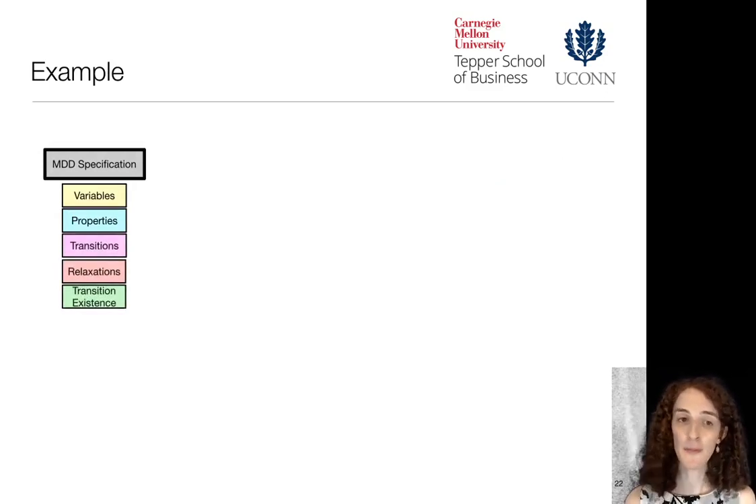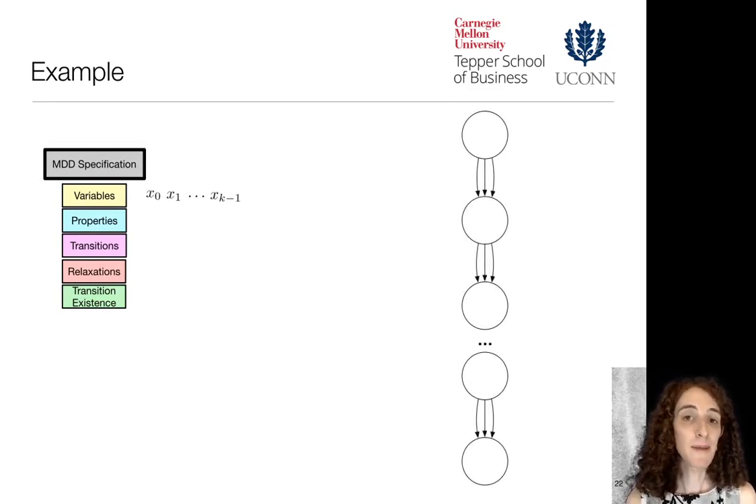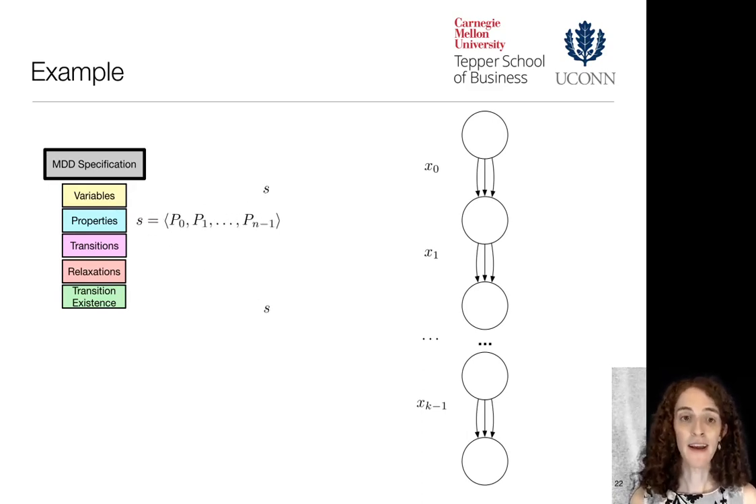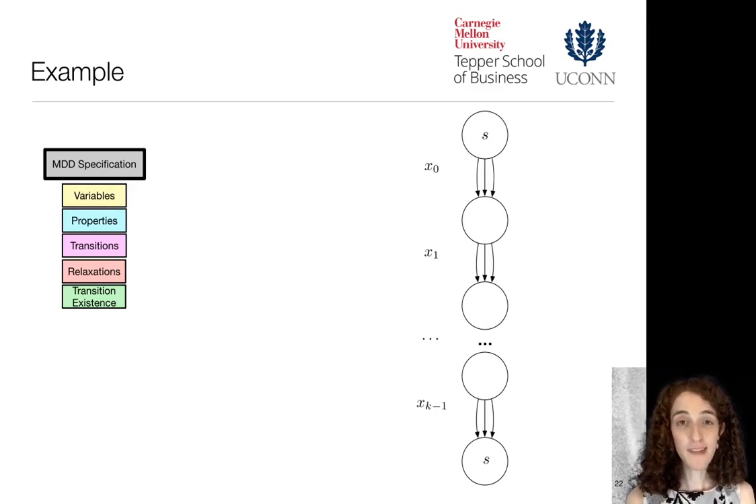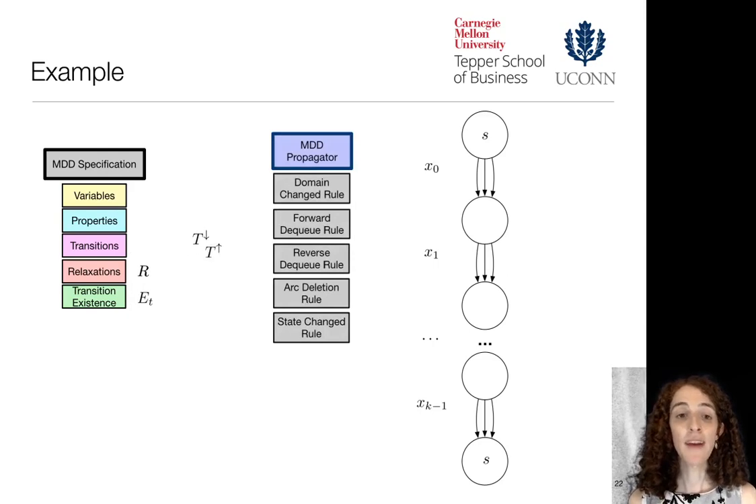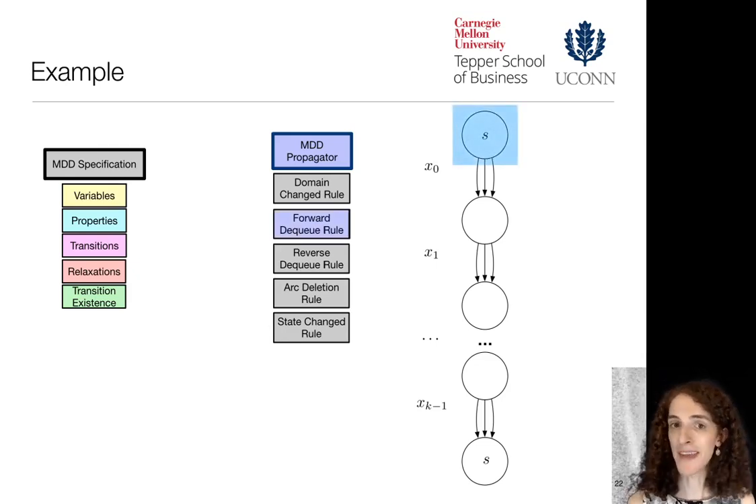It has its variables, properties, and all of those functions we defined. The variables by themselves can be enough to build a full MDD with every variable corresponding to a layer. The properties we define can be used to set the default states of the source and the sink nodes. And then all those functions can be slotted into the MDD propagator's rules so that it can use that MDD specification. This propagator can now propagate on the MDD.